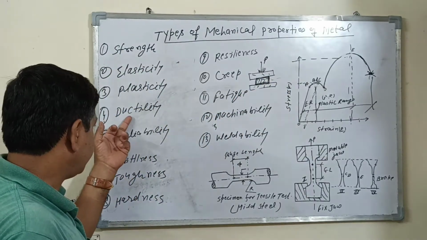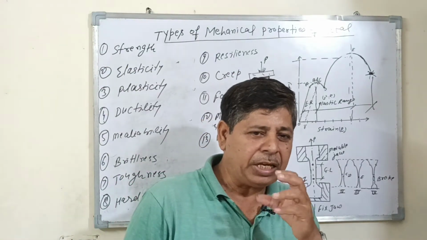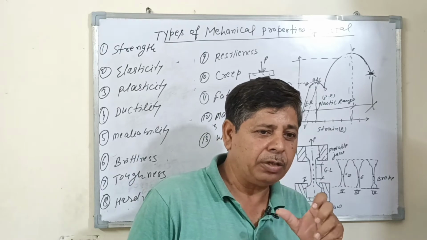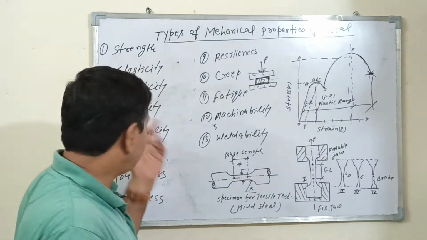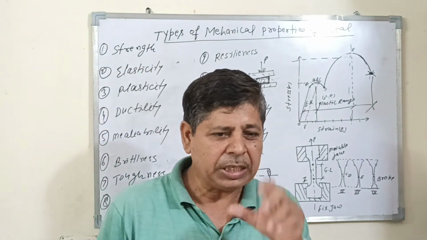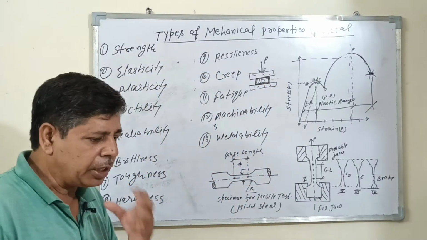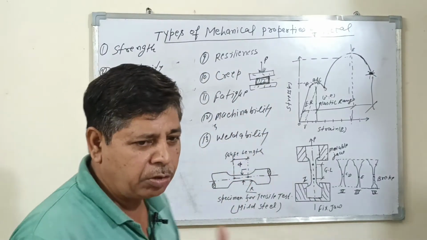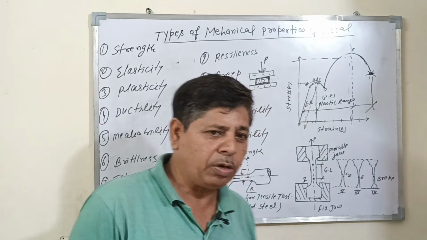Number four is ductility. It is the property of the material by virtue of which the metal can be drawn into a wire without any fracture. The ductility of the material generally depends upon the grain size of the material or crystal. Ductility is measured in percentage elongation and percentage reduction of the cross-sectional area of the workpiece.